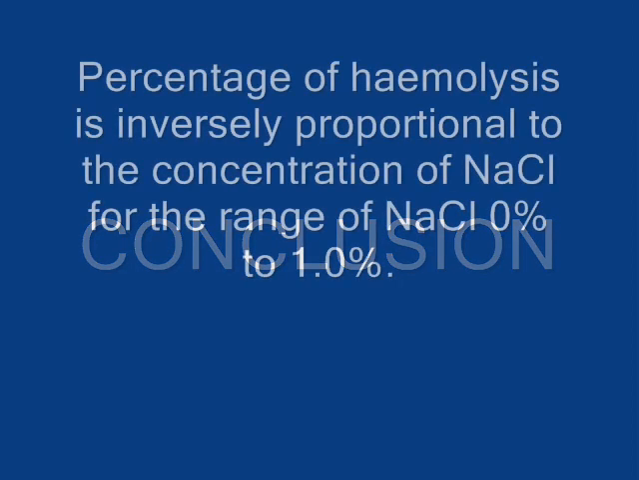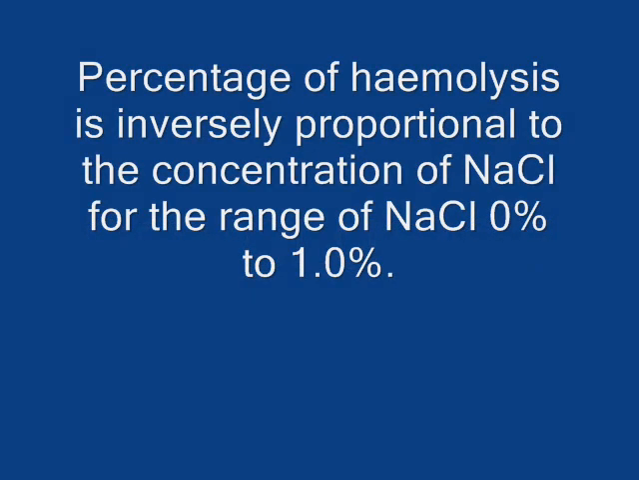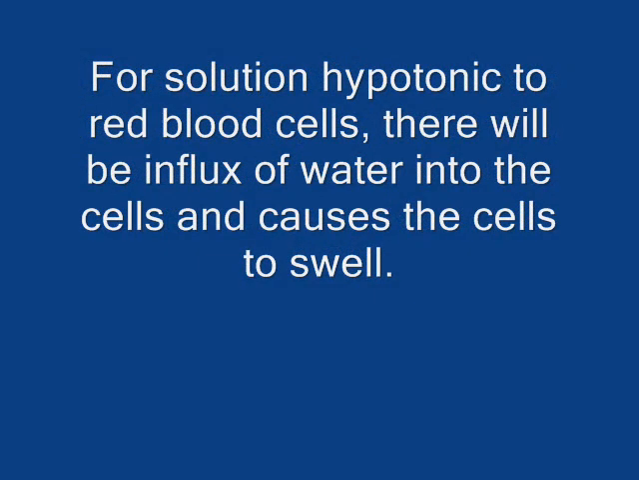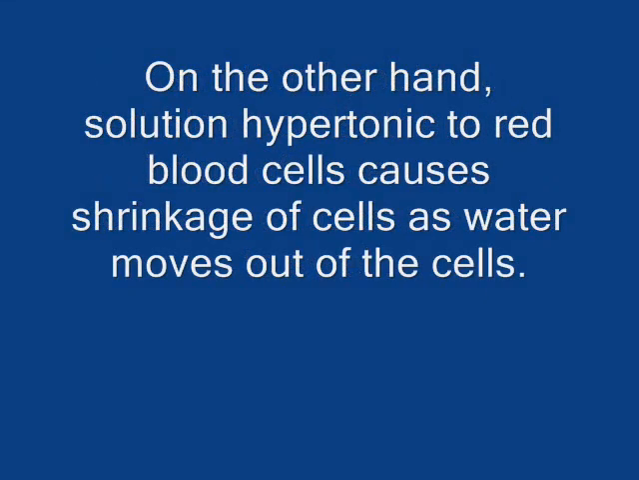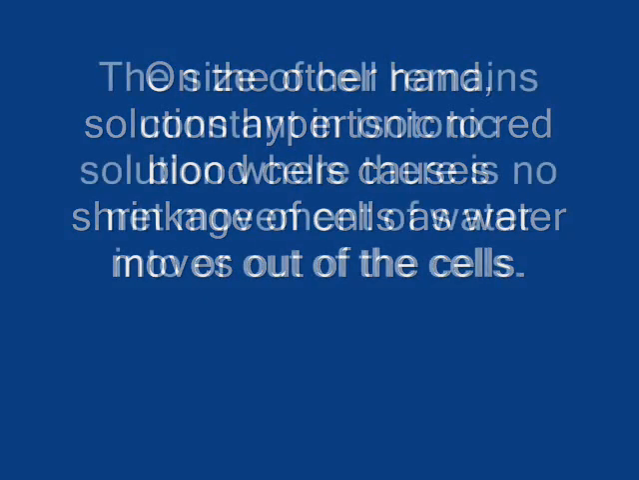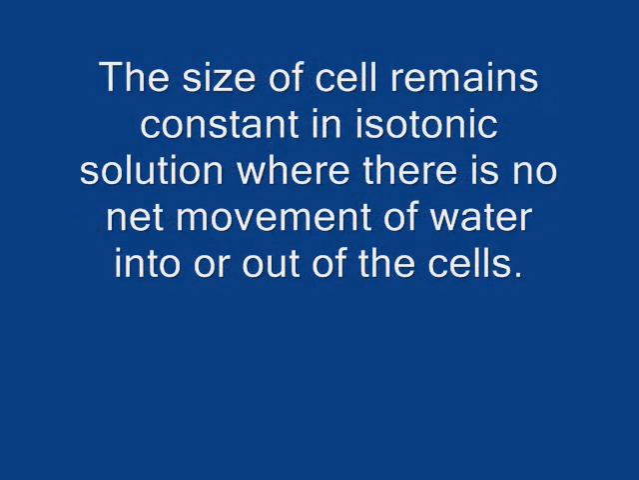Conclusion: percentage of hemolysis is inversely proportional to the concentration of sodium chloride for the range of sodium chloride 0 to 1%. For a solution hypotonic to red blood cells, there will be influx of water into the cells, causing the cells to swell. On the other hand, a solution that is hypertonic to the red blood cell causes shrinkage of cells as water moves out of the cell. The size of the cell remains constant in isotonic solution, where there is no net movement of water into or out of the cell. Thank you.